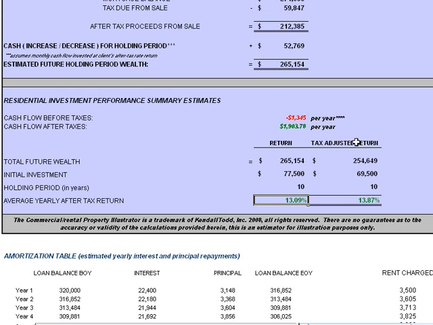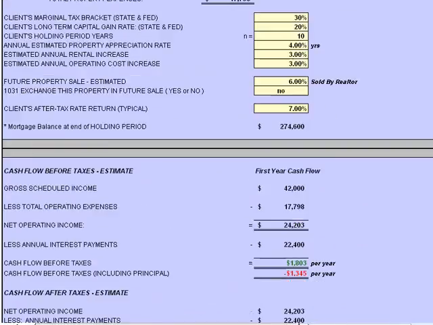Now if I look at that on a tax-adjusted basis, I actually see that it's a little bit higher, closer to 13.87%, because of the net effect over time value of money of the tax returns. It's closer to 14%. This is very powerful.